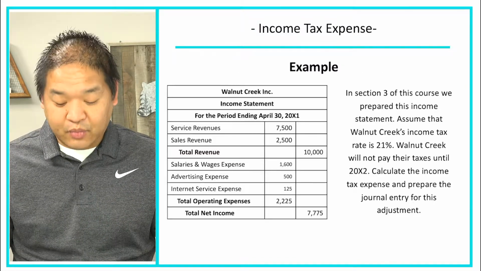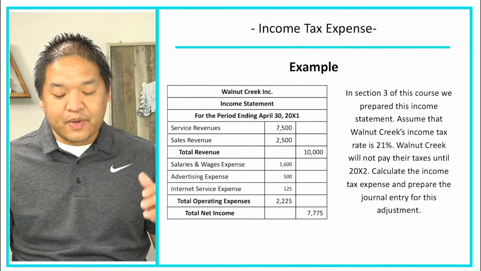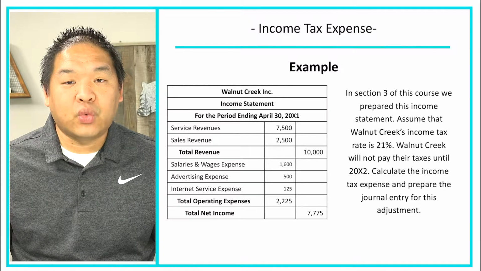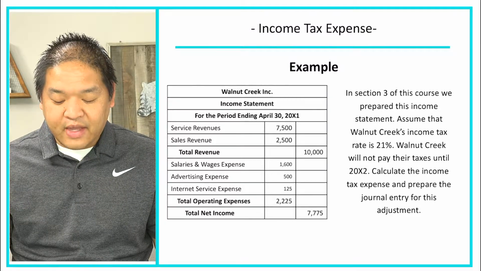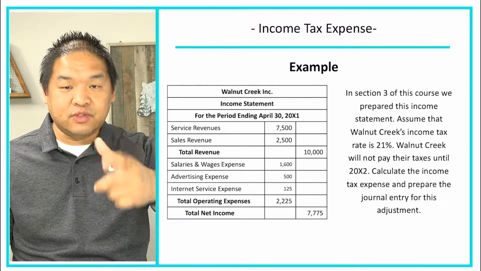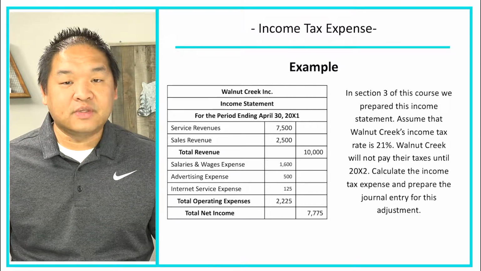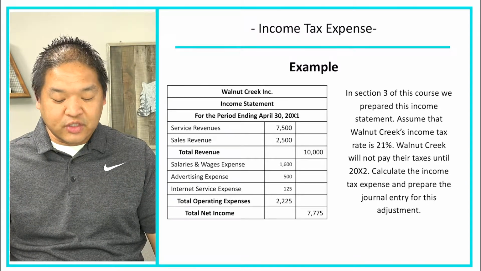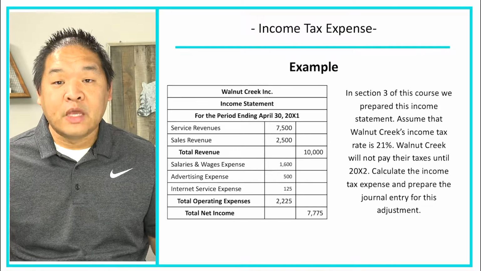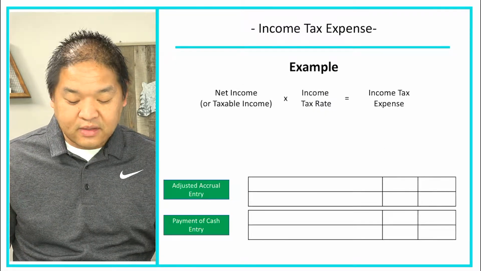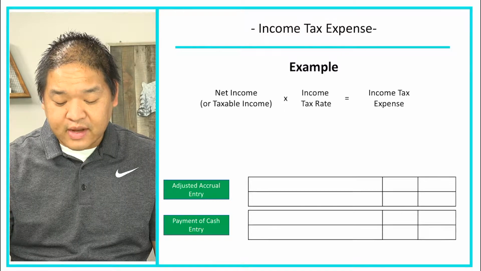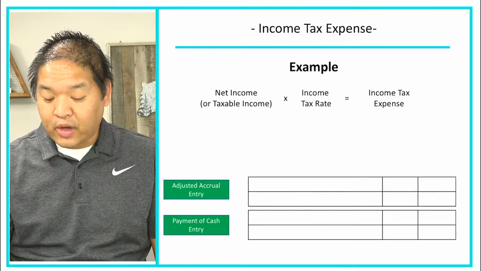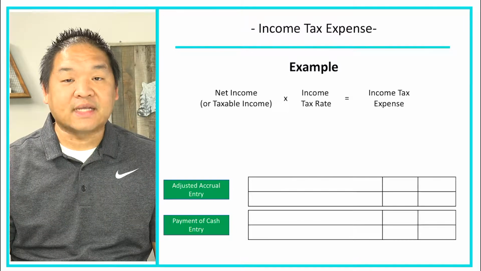So let's jump into an example. In section 3 of this course, we prepared this income statement for Walnut Creek Inc. Assume that Walnut Creek Inc.'s tax rate is 21%. Walnut Creek will not pay their taxes until 20X2, which means we have to accrue it in order to make sure their income statement is proper at the end of the day. Calculate the income tax expense and prepare the journal entries for this adjustment. So let's take a look. We're going to take the net income and multiply it by our income tax rate, and that's going to give us our income tax expense.